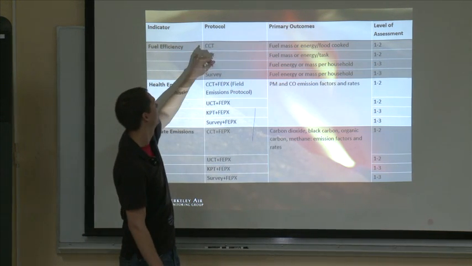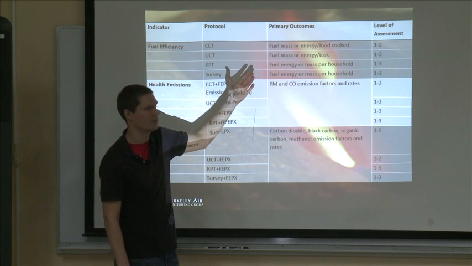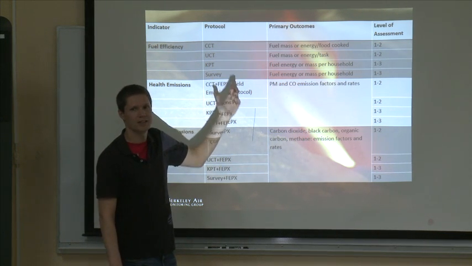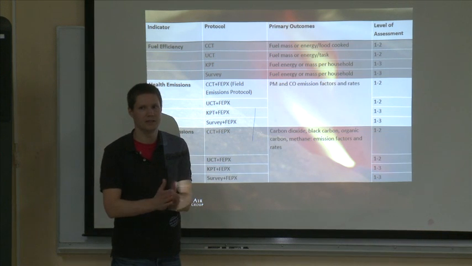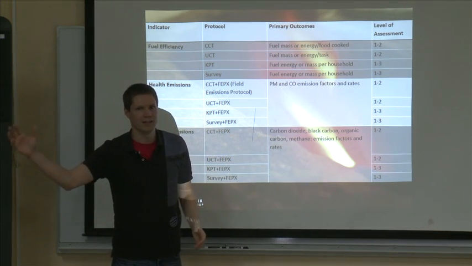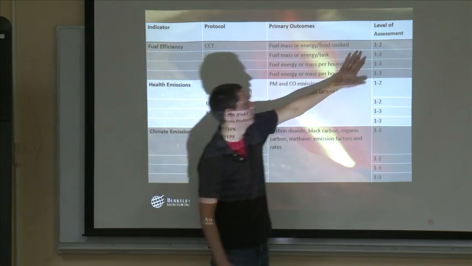So, for example, a controlled cooking test is probably okay for a pilot, or maybe for some monitoring and evaluation. But a controlled cooking test probably wouldn't be good for impact evaluation because it's too limited in what it can say. It's not really looking at impacts at the household level. So I've given a little bit of guidance here.